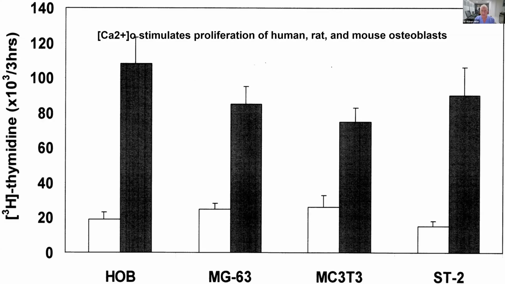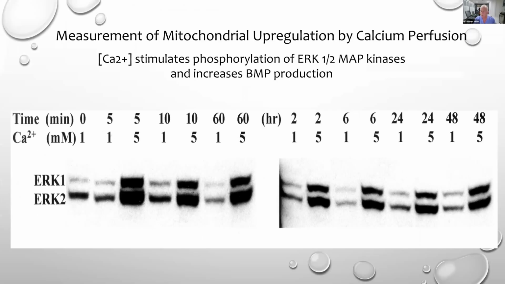But even better than that, if we look at this study, this is also an orthopedic study, where they looked at two different strengths of calcium in a solution, a 1 millimole solution and a 5 millimole solution. So this was 5 times the amount of calcium as the other one. Then they measured what mitochondrial activity would be at 5 minutes, 10 minutes, 60 minutes, 2, 6, 24, and 48 hours later.